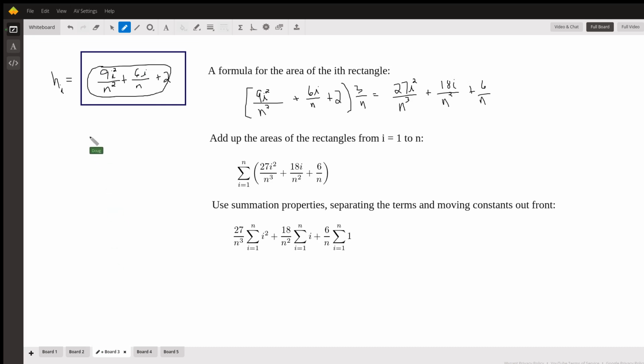Now, here on board 3, once we've got the height, we need a formula for the area of the ith rectangle. Well, the formula for the area of a rectangle is length times width. And this is the height right here, and the width is 3 over n. So if I multiply 3 over n times that expression, I've got a formula for the area of the ith rectangle. There it is right there.